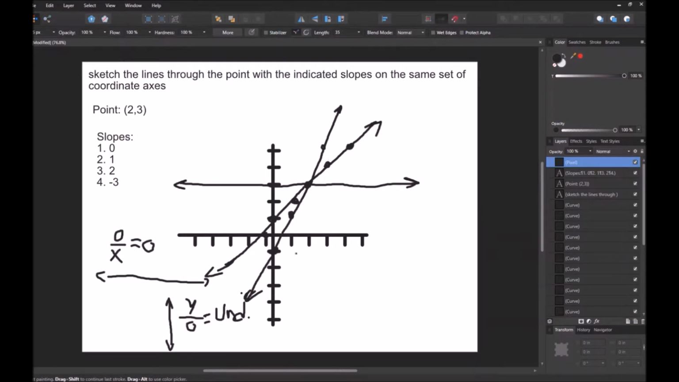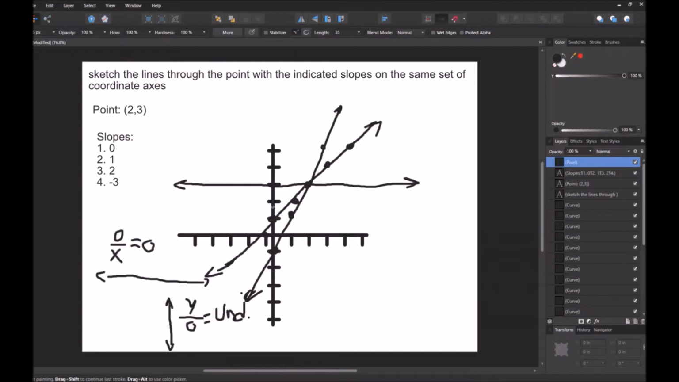And you can see here what I was talking about earlier. The greater the slope value is, the steeper the line is going to be. We can see this slope of 1 is less steep than this slope of 2. So that's just what I was saying earlier.